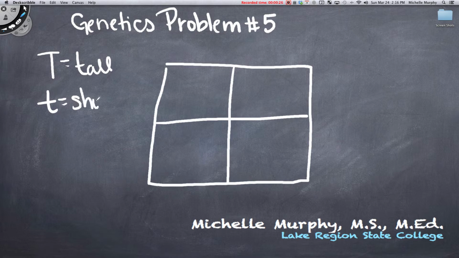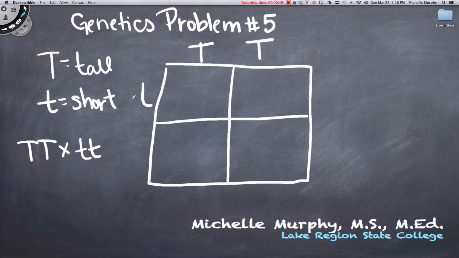short plants are recessive. Always make sure you use the same letter. You would never use a T for tall and an S for short because they're the same trait, just different alleles, so we have to use the same letter. Okay, so we are looking at a cross between a homozygous dominant tall plant and a homozygous recessive short plant.